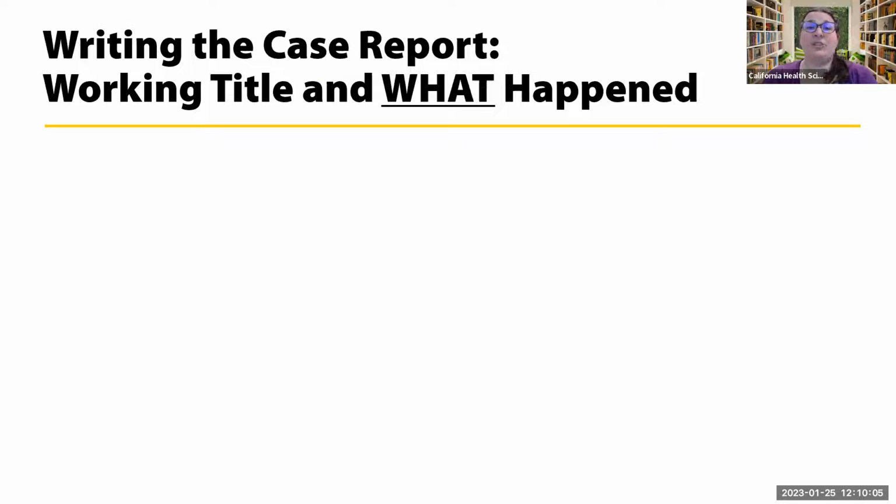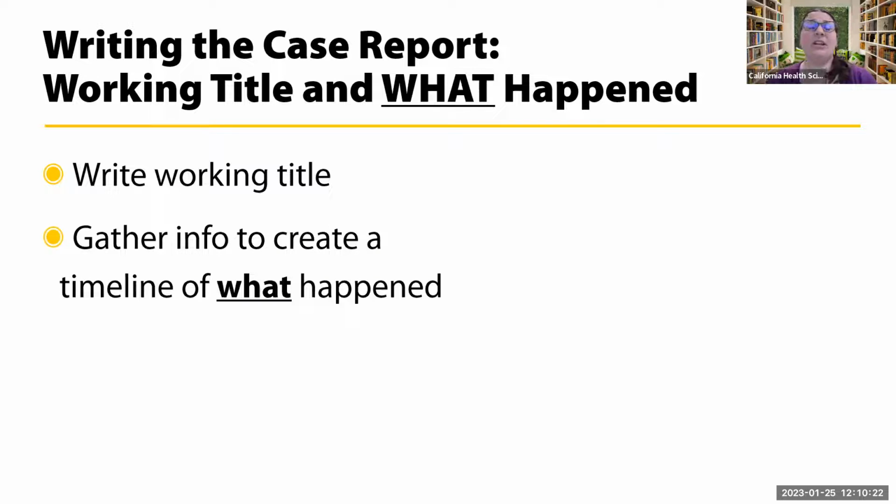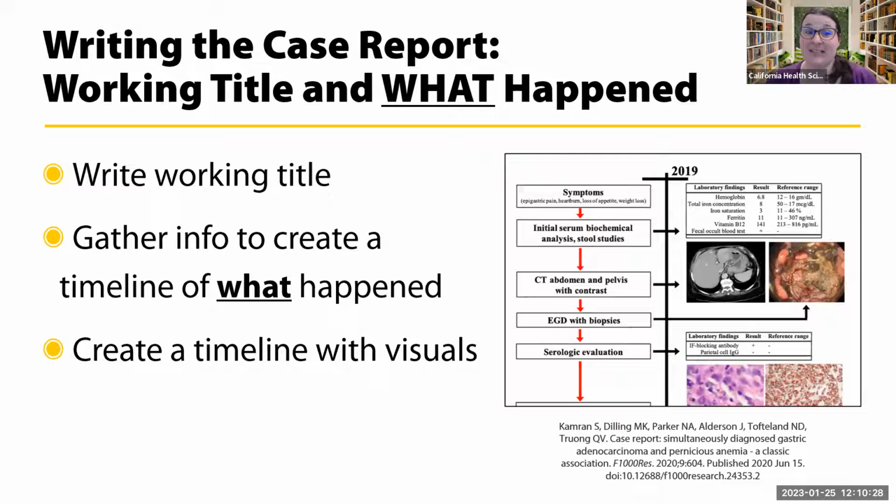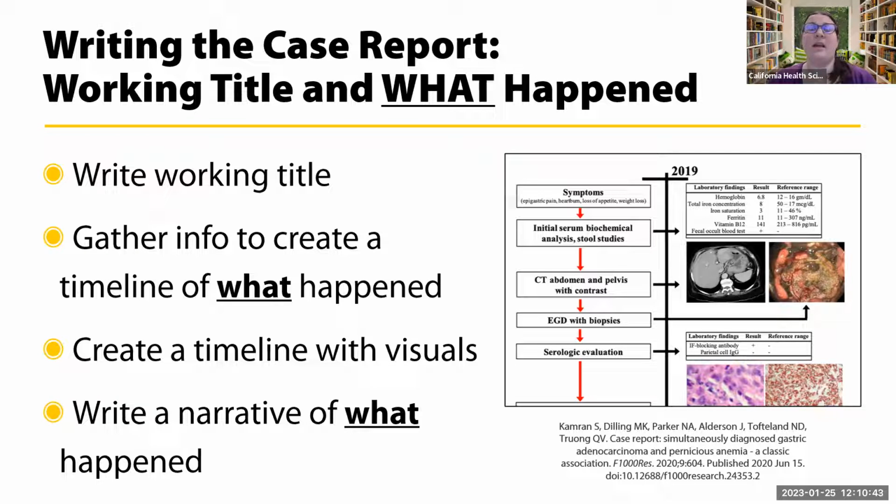So getting into actually writing the case report, you would start with a working title. So be descriptive and yet short, always a challenge, right? And whatever your title is, you follow it with case report. So it's really clear from the title that it is a case report. You're going to gather information to create a timeline of what happened. And then you're actually going to create a timeline with visuals. So as you can see from this example, on the left, they have the symptoms, and on the right are the laboratory findings. It brings it down into a timeline to make it easier to follow along. And from there, you can then write the narrative of what happened.